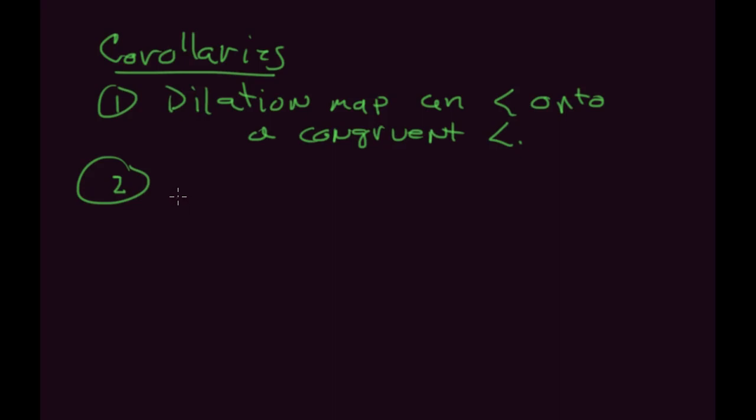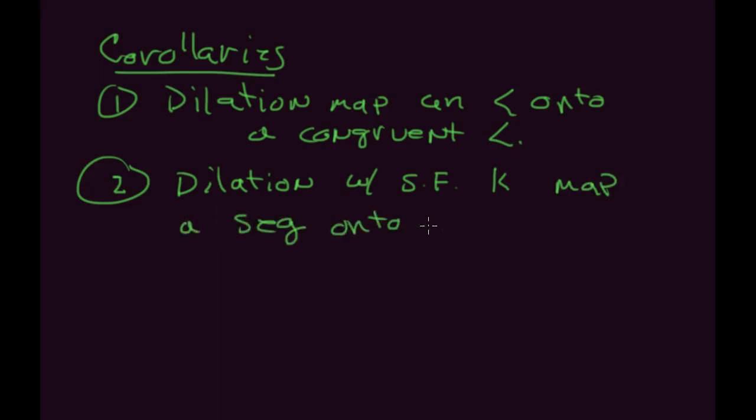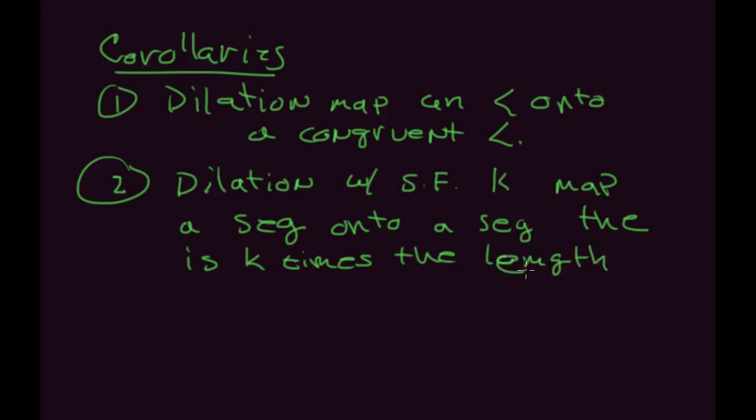Number two, a dilation with scale factor K maps a segment onto a segment that is K times the length. That's because the scale factor determines the proportionality, so that's going to work out. So that's a direct result of what we just proved.